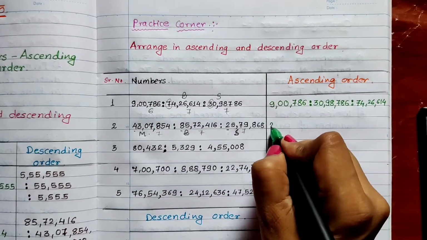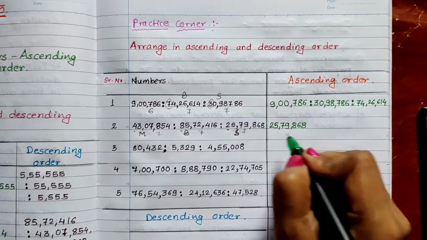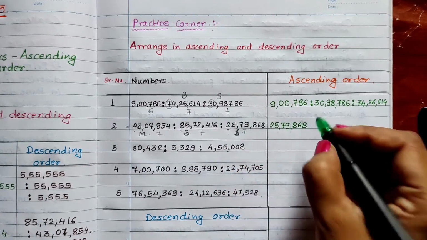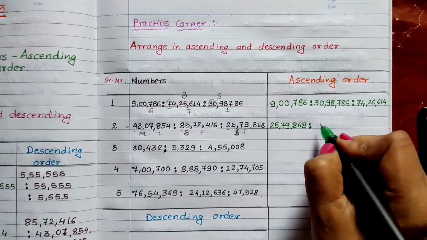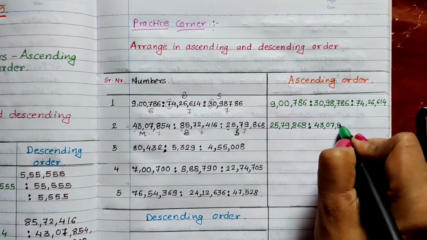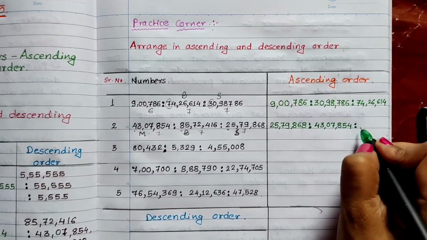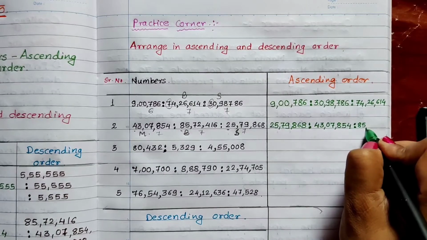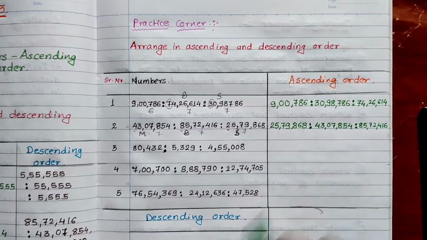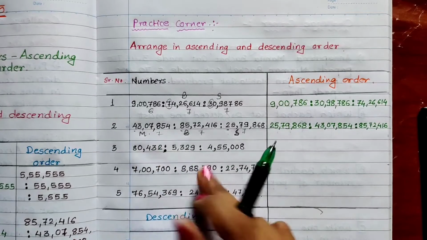Now write from the smallest one. Smallest is 25,79,868. Middle number is 43,07,854. 85,72,416 is the biggest. Now we write the next one.